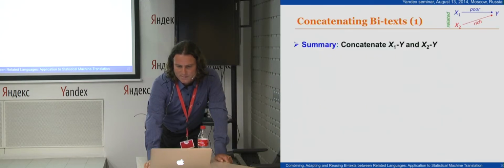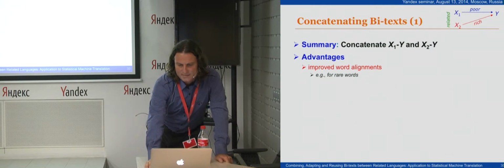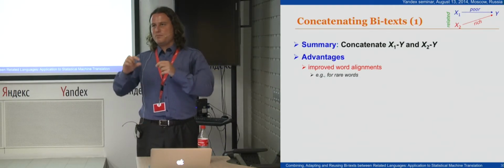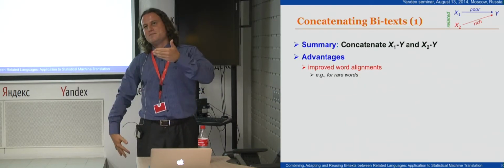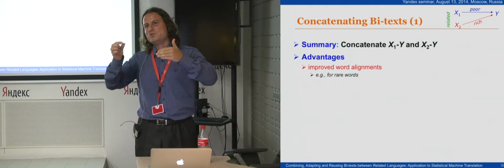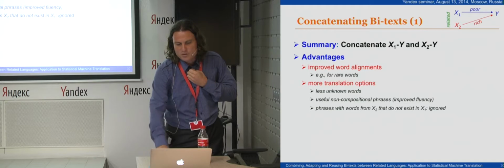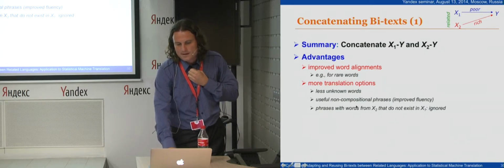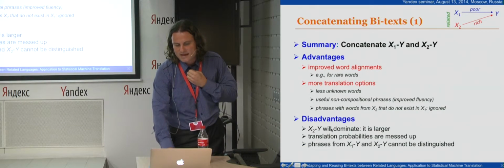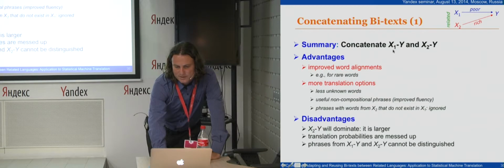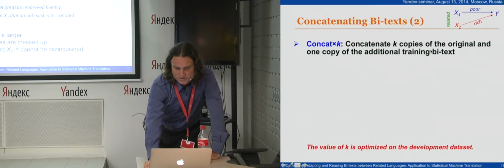So if you just concatenate the Indonesian English and the adapted Malay English, what happens? The thing is that the adapted text is not necessarily of the same quality, but it's much bigger. And if we combine them, the small data that is really good is going to be dominated by the large data that is potentially noisy, because it's in another language, we have adapted it a little bit, but it's not as good. So we are going to get improved word alignments because of some rare words. You are going to get more translation options and some good phrases, but the problem is that the larger one is going to dominate, and the translation probabilities are going to be messed up. And because you cannot distinguish for a particular phrase pair whether it came from the original Indonesian English, or from the adapted Indonesian English.